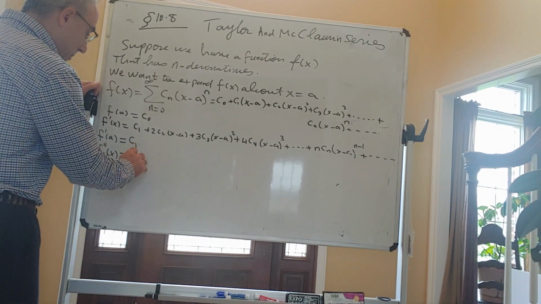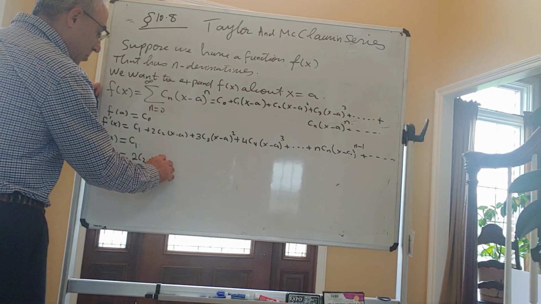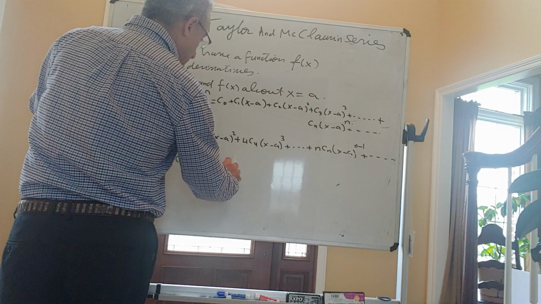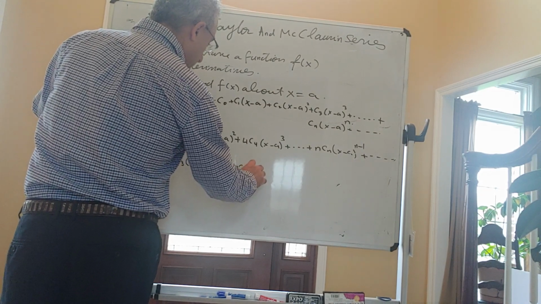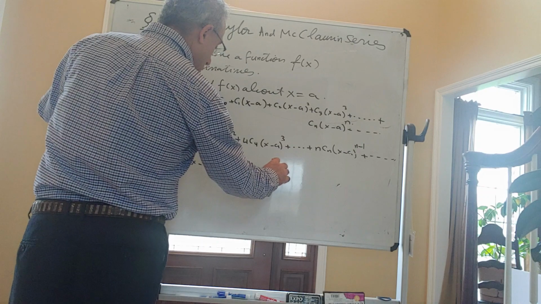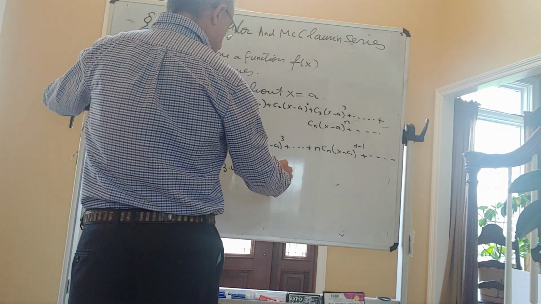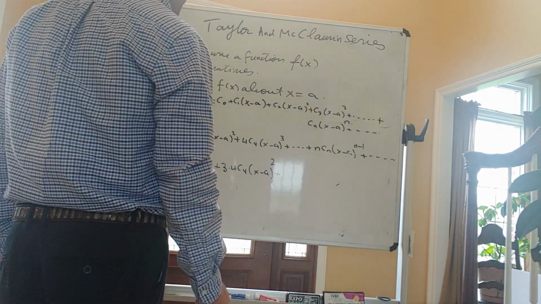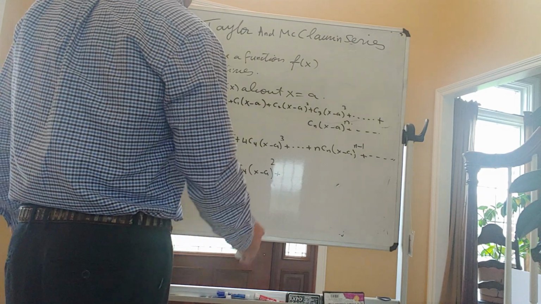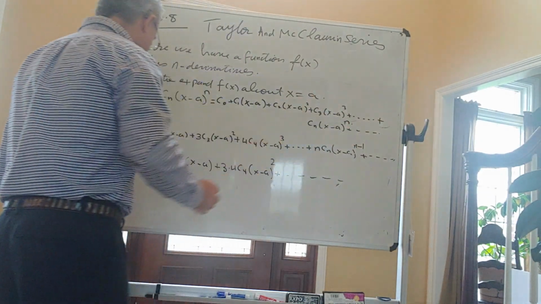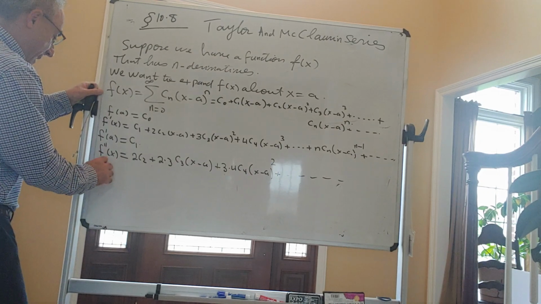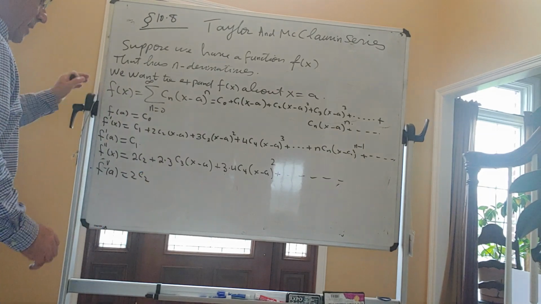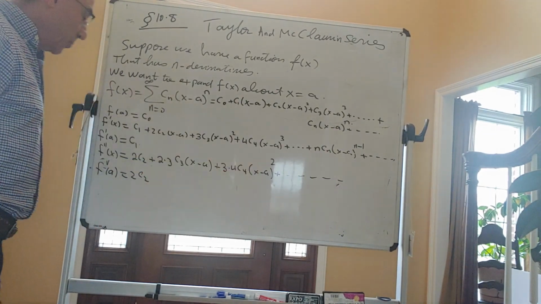That is 2c2 plus 2 times 3 c3 (x minus a) plus 3 times 4 c4 (x minus a) squared, and so forth. That's it. All right, so if I look at f second of a, I'm going to get 2c2, and the other terms will be 0.